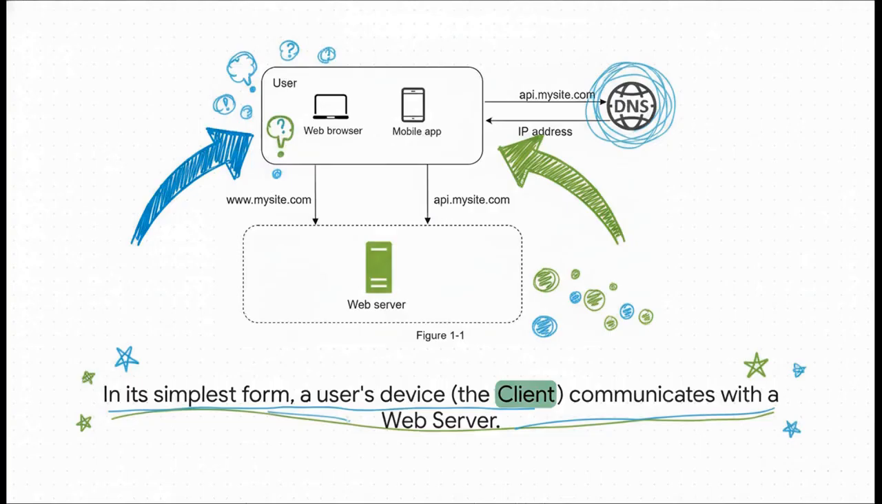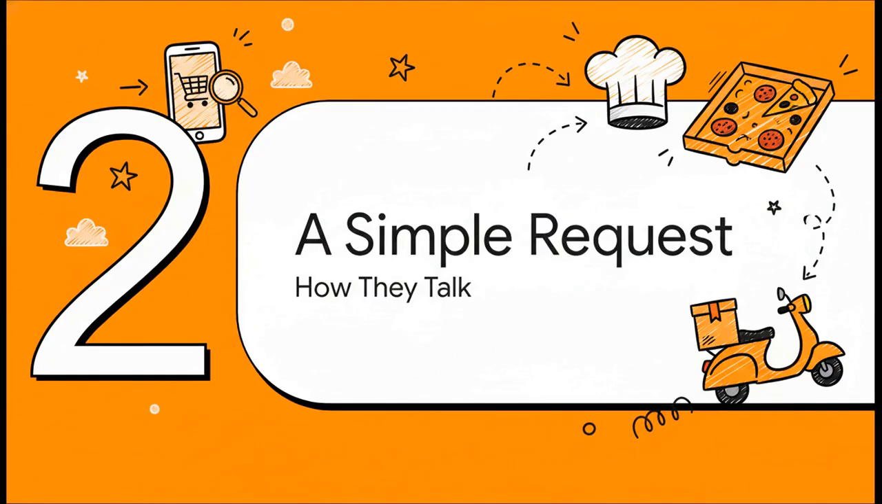So what does this actually look like in practice? Well, in its most basic form, you've really only got two players in this game. On one side, you have the user's device, your web browser or a mobile app. That's what we call the client. And then on the other side, you've got the web server. It's that simple. The client asks for stuff, and the server gives it to them. That simple little dance, that back and forth, is basically the foundation for our entire digital world. It's wild when you think about it.